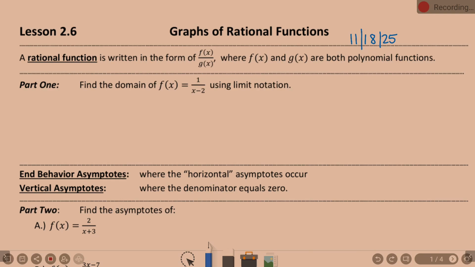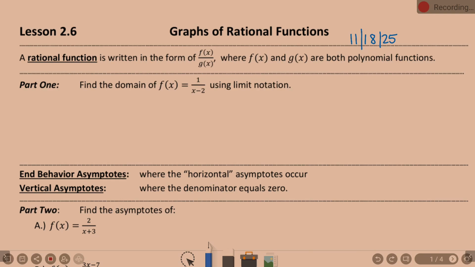Okay, so rational functions. Now, a rational function is one written in the form f of x over g of x, as I just said. A fraction that includes x's definitely in the bottom and or the top, where f and g of x are both polynomial functions. Now, in this first example, we're going to talk about the domain.